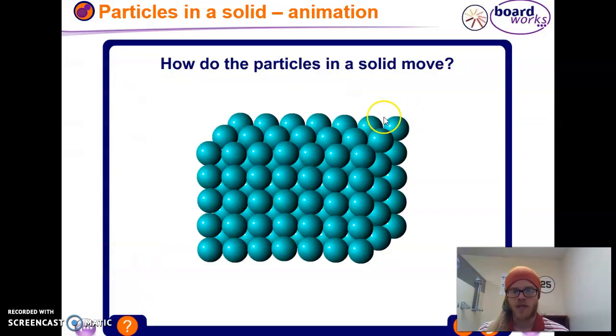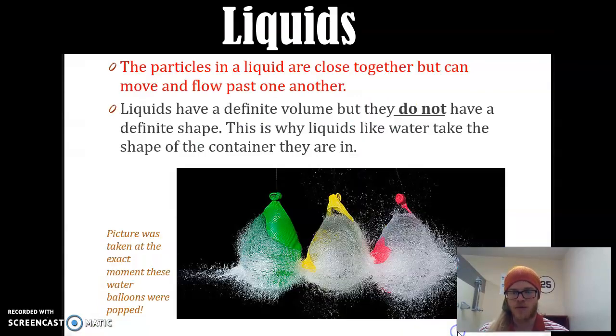So particles in a solid, right? How do they move? They just stay for the most part. They vibrate very slowly, or they vibrate quickly, right? But they don't move around a lot. All right, so the particles in a liquid are close together, but they move and they float past one another.